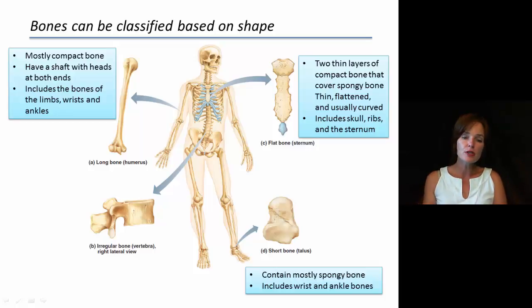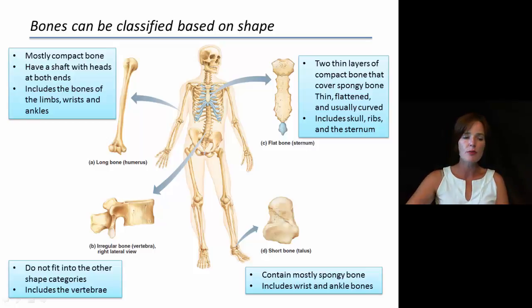The short bones are going to be mostly spongy bone. These are going to be bones that we do find in the wrist and the ankles. And then the last one that we have, they don't really fit into the other categories.